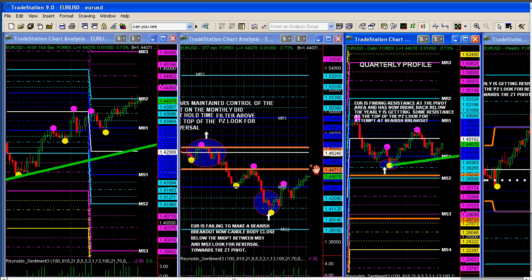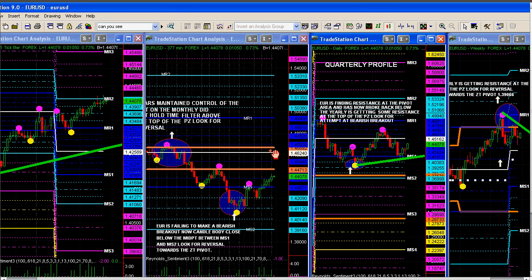If we break that, we should continue on to the pivot on the monthly. Since this failed to make a bearish breakout, it's attempting to reverse to the pivot there as well, 1.46240. So the next target up is a pivot on the quarterly profile, 1.45162. If the market can get above that and attempt to make a bullish breakout in the quarterly, then we go to the pivot on the monthly, 1.46240, and the top of the PZ, 1.46692.